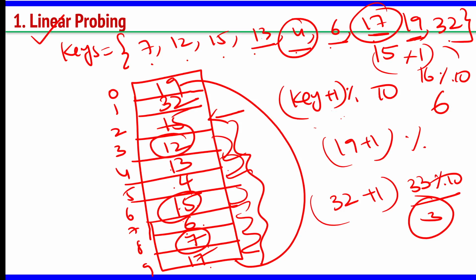Simple. Linear probing will apply the hash function and generate the index. At that index, if it is already filled, go to the next empty space. Like this, you keep repeating. This is our linear probing approach.